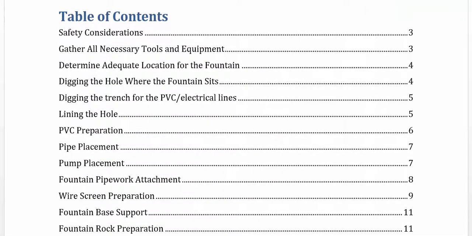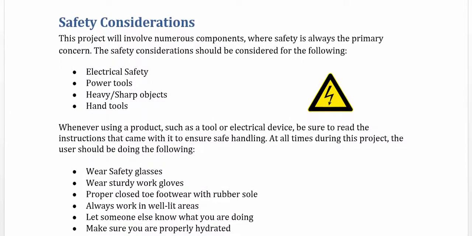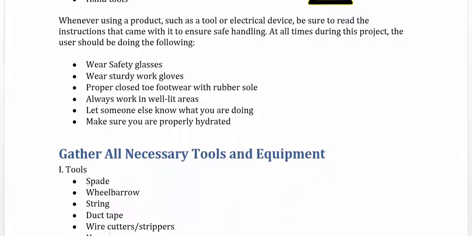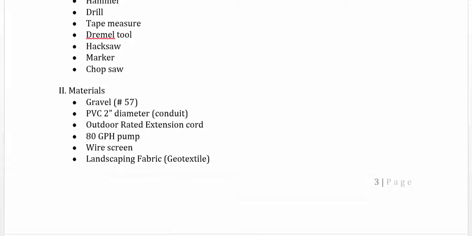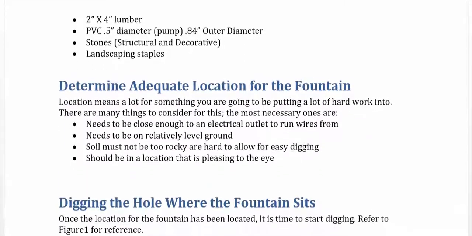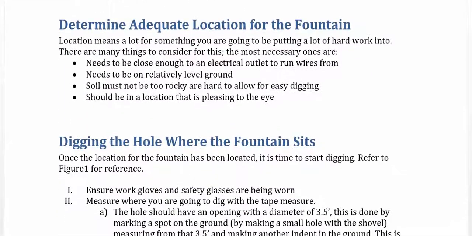This group also begins with a clear table of contents. And then starts us off with some important safety considerations because there are electrical concerns with this particular process. They then provide us a list of tools and materials that we need before we can complete this project. And some important things that we need to consider before we begin.